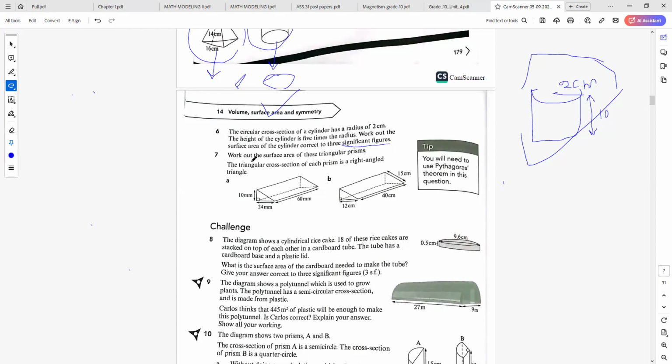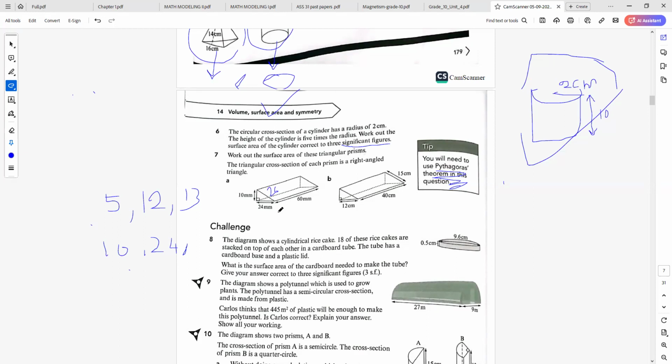Now, seventh one, work out the surface area of these triangular prisms. The triangular cross section of each prism is a right angle triangle. That's why they have given Pythagoras theorem as a tip. Now here 10, 24, which means 5, 12, 13. If you multiply this by 2, you will get 10, 24, 26. So without applying the equation, you can directly find the hypotenuse here, that is 26.